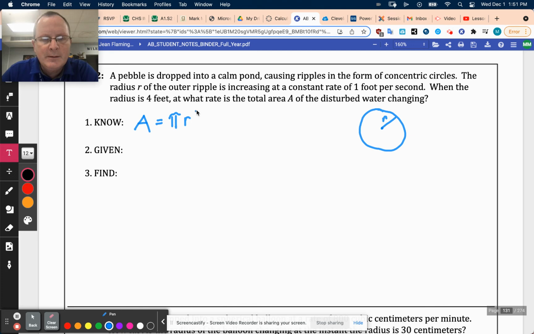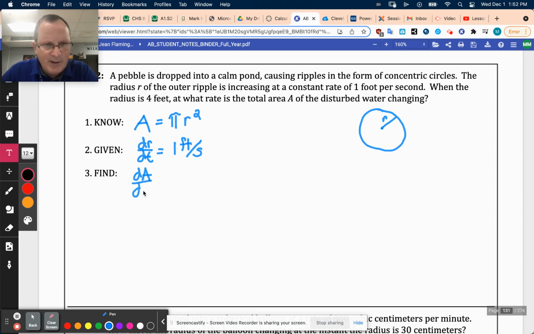We're given that the radius of the outer ripple, the very first thing that was created there, is increasing at a constant rate of 1 foot per second. Well, that's dr/dt. So we are told that dr/dt is 1 foot per second. Okay, good. And it's asking us to find at what rate the area of the disturbed water is changing. So this area here. So we want to know what dA/dt is.